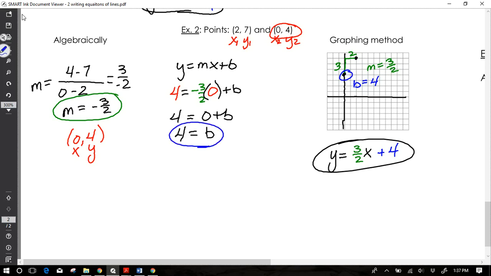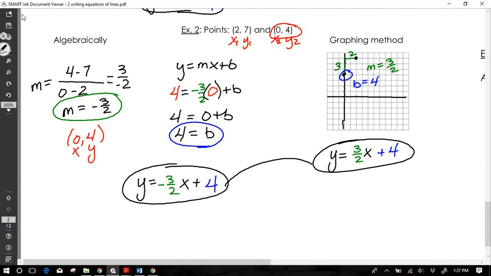And so now I'm going to put my b in and my m in. And then bring down the rest of the equation. And that's it. Again, both methods gave me the same answer.